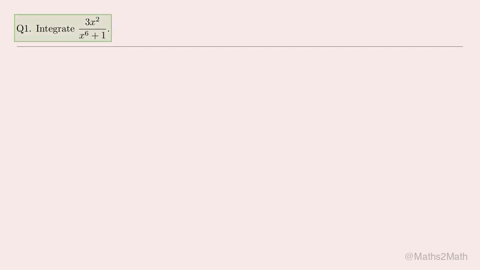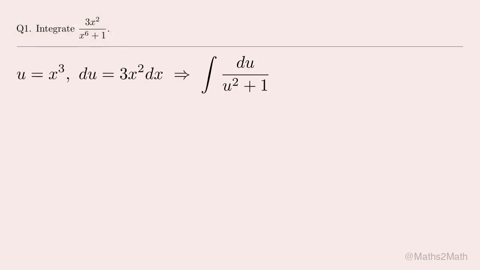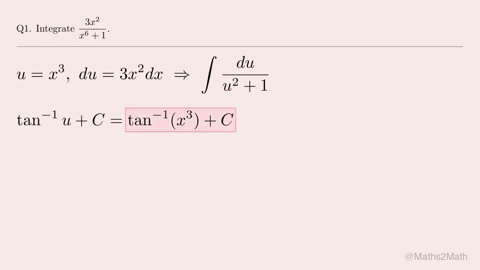Question 1. The x to the sixth is the square of x cubed, and 3x squared is its derivative. The inverse tangent formula in u equals x cubed reduces this to the standard arctangent form. Apply the formula.